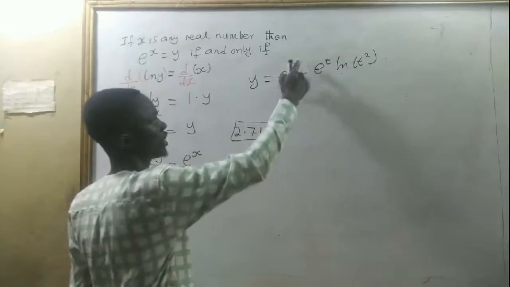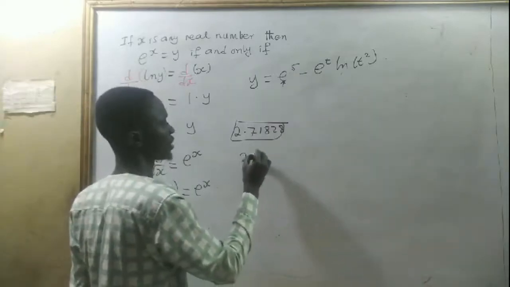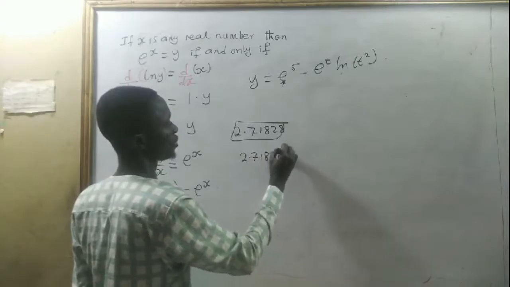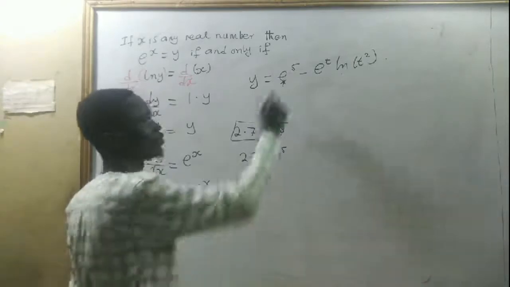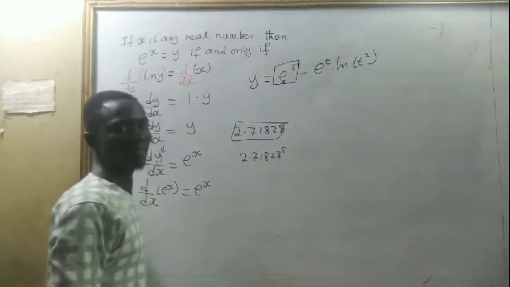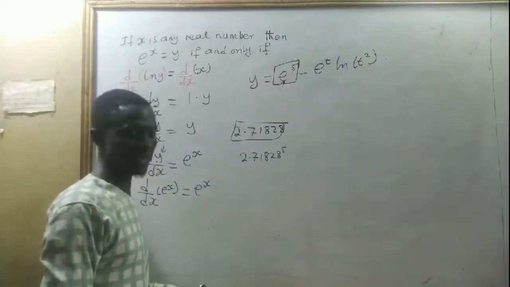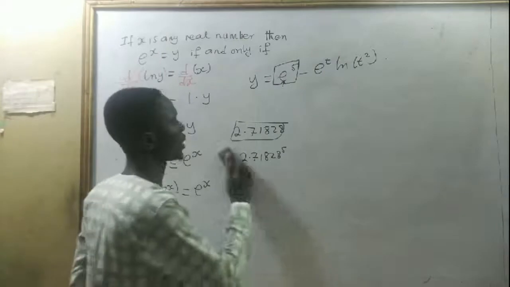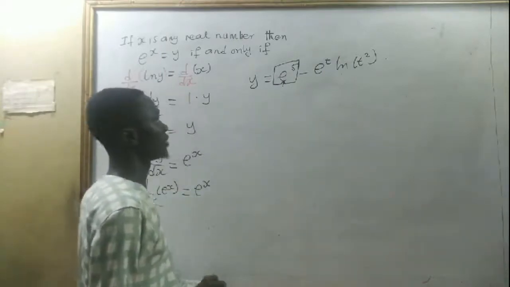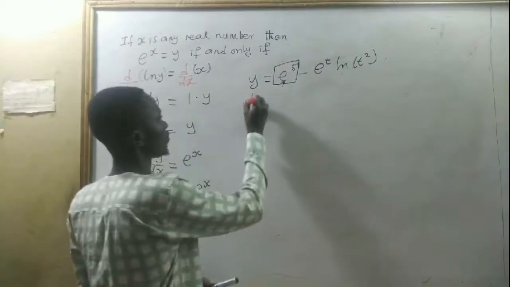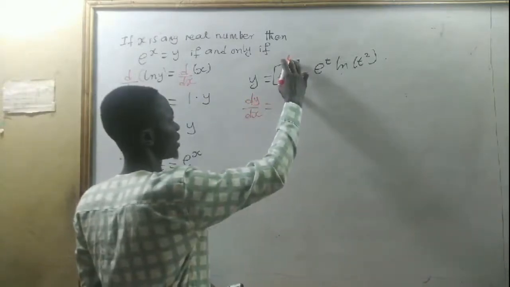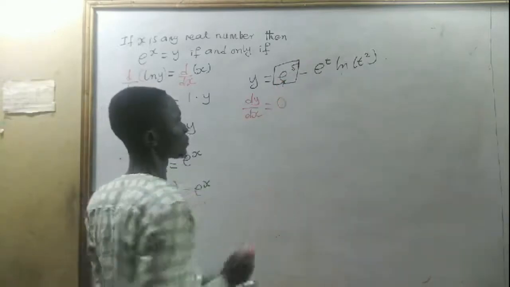So this e to the power 5 is the same as writing 2.71828 to the power 5. So this is a constant. And the derivative of a constant is what? Is 0. So let's move with that. If we are taking the derivative of y with respect to x, if we differentiate a constant, we get 0. So this will go.